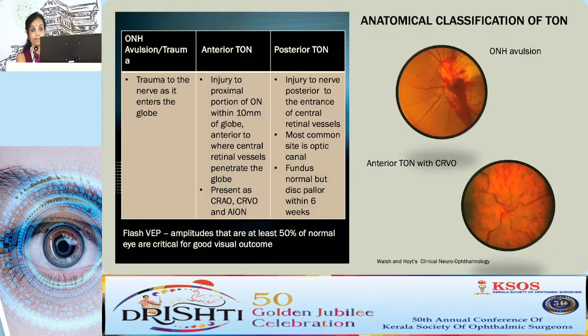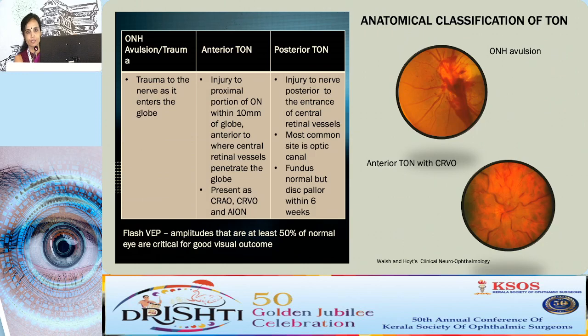Now, there is an anatomical classification given in Walsh and Hoyt's Neuro-ophthalmology. I thought I'll just put it in for the sake of information. You can have, depending on where the trauma to the optic nerve is, if it is to the nerve, it's visible to us as optic nerve avulsion or a hemorrhage to the optic nerve. If it is in the proximal portion of the optic nerve, within 10 millimeters of the globe, it presents like an anterior traumatic optic neuropathy.